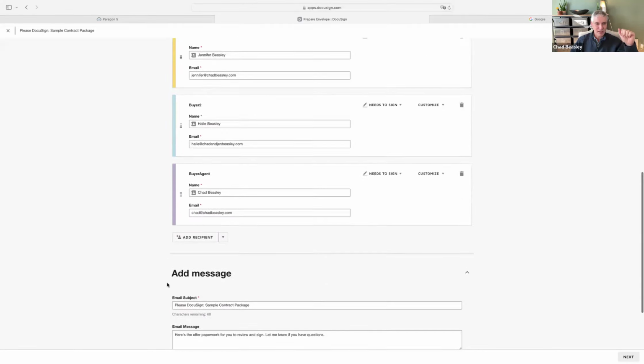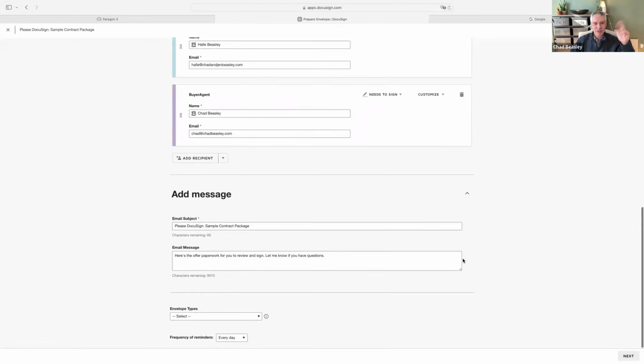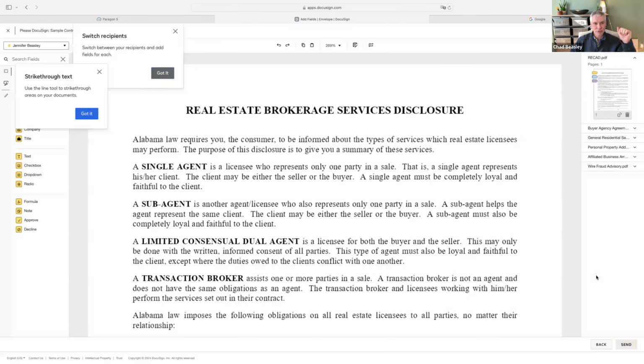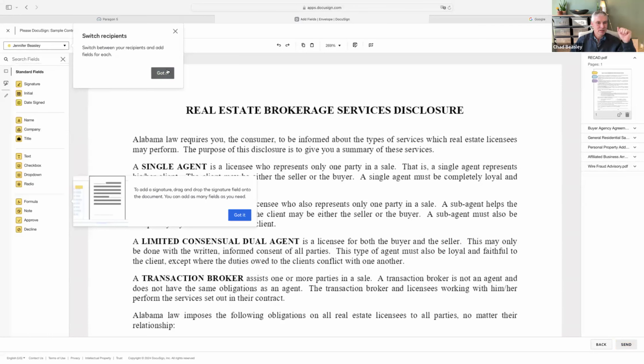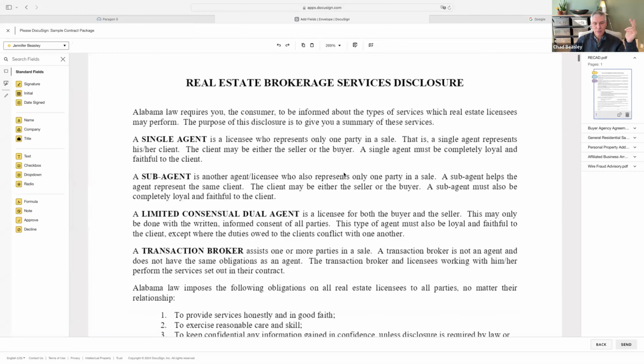And then with DocuSign, you go ahead and put in your email information with the subject and your email message, which I just said, here's the offer paperwork for you to review and sign. Let me know if you have any questions. So you can get as detailed as you want on that. It's just like writing an email. So I'm gonna click next and go over here, and it's going to pull up our forms. So first one, and you can order these however you want to.